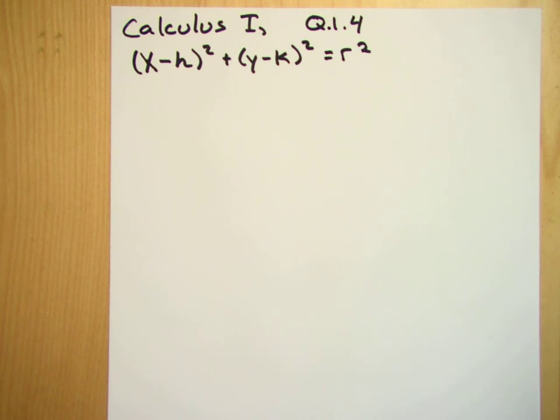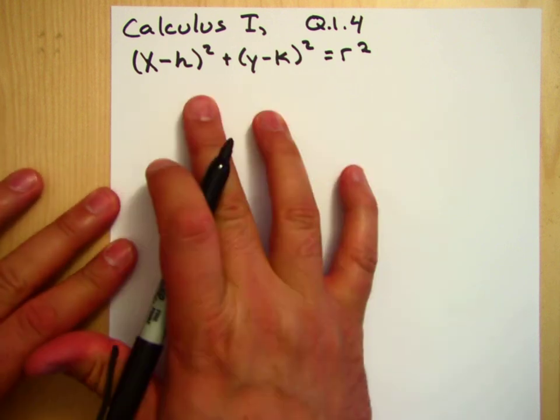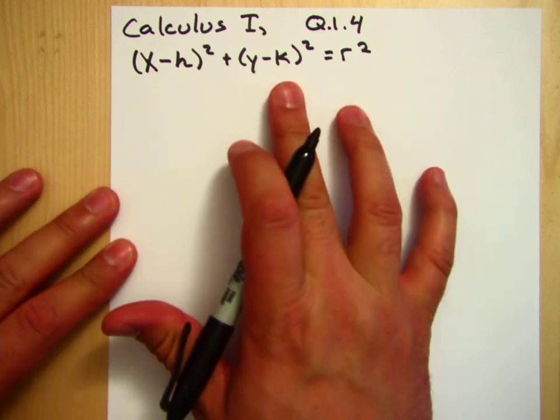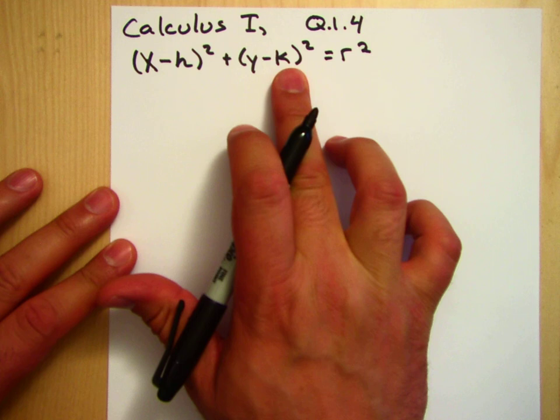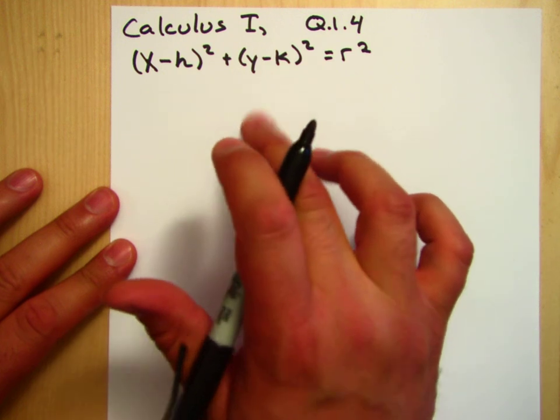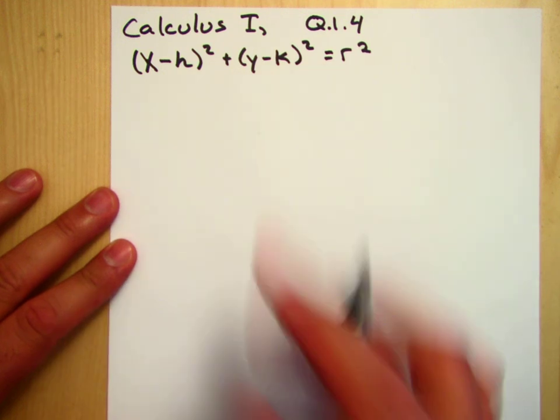Okay, here's the question. Graph the circles. That's about it. But before we get into that, remember that this is the equation for a circle where h and k is the center of the circle and r is the radius of the circle.